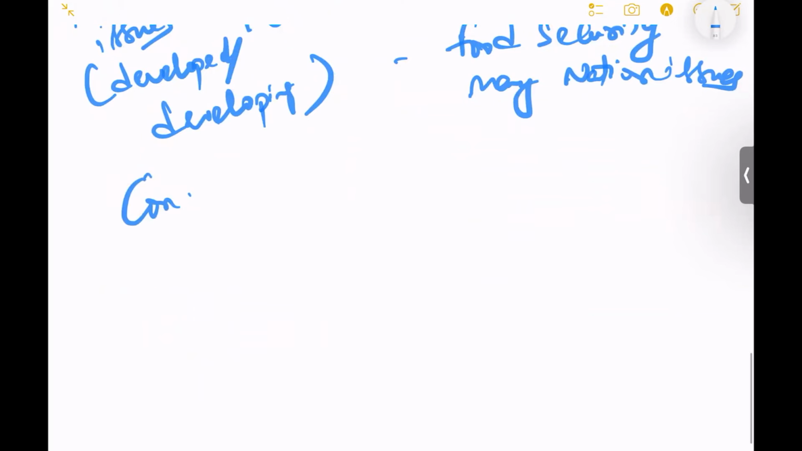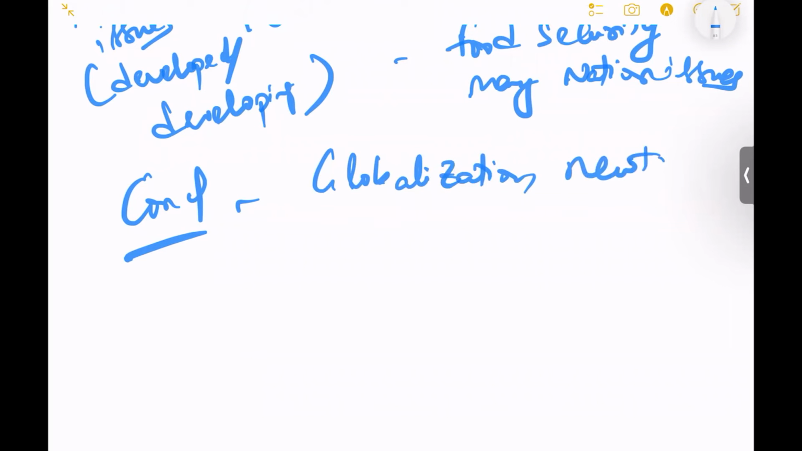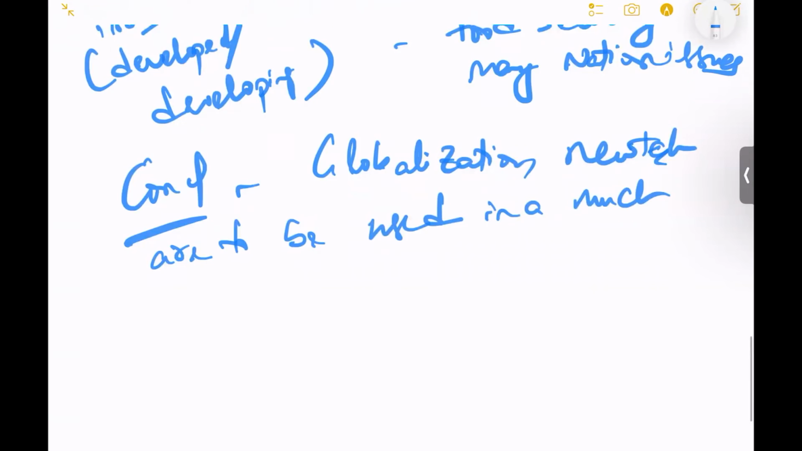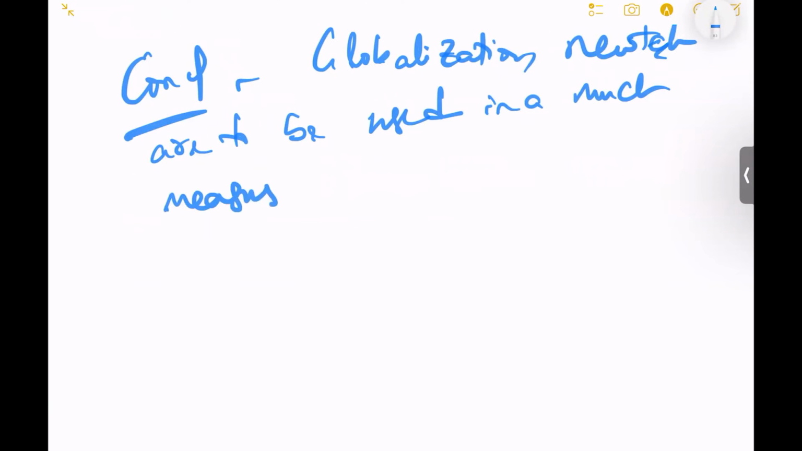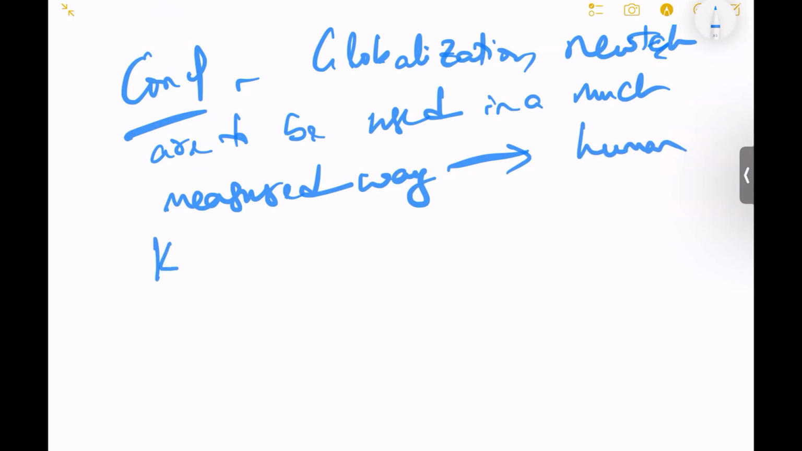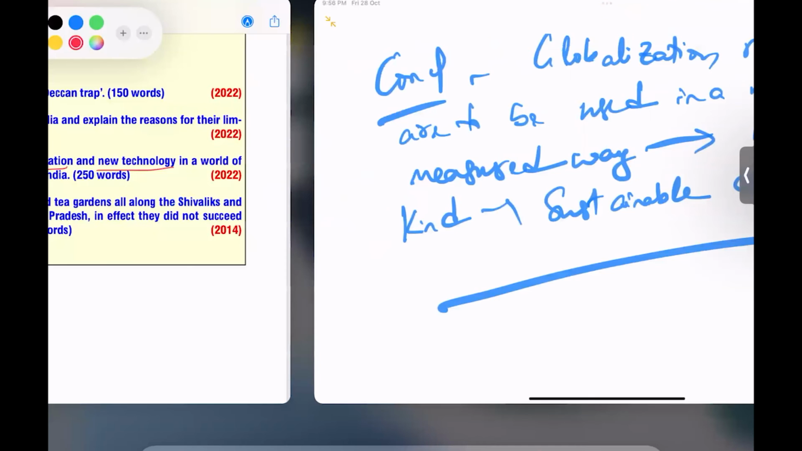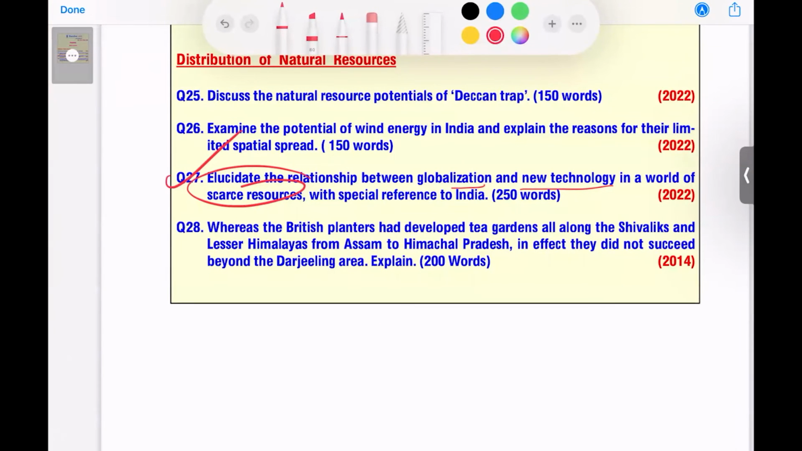And in the conclusion, you write that globalization and new technology are to be used in a much measured way so that they can benefit humankind and can achieve sustainable development. Clear? Yes, sir. Yes, sir.